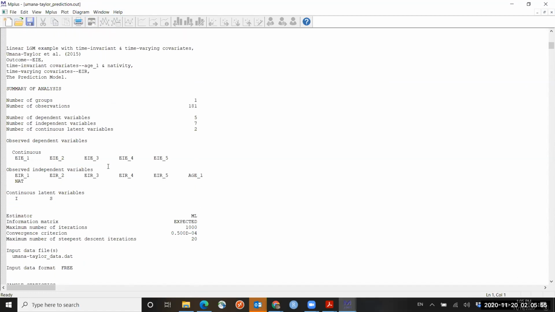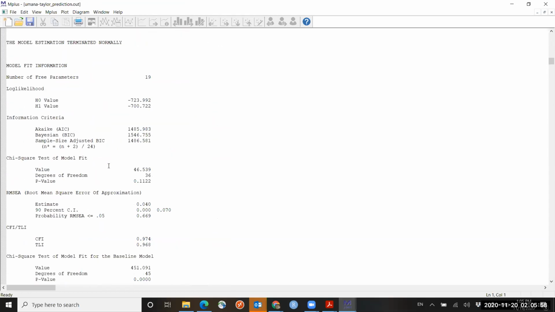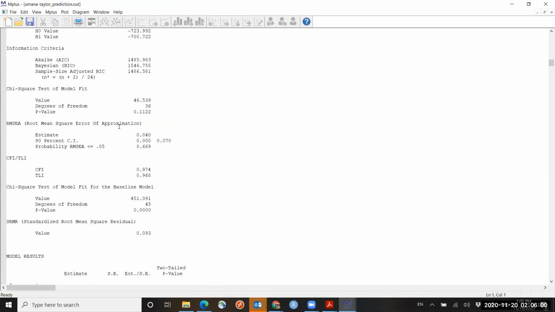Let's see the results. So first thing is model fit. The chi-square is not significant, meaning that this model has exact fit. The root mean squared error of approximation is 0.04, and it's not statistically significant, showing evidence of close fit. The CFI is 0.97, TLI is 0.96, also showing evidence of close fit, and the SRMR is 0.093, which also is consistent with close fit.